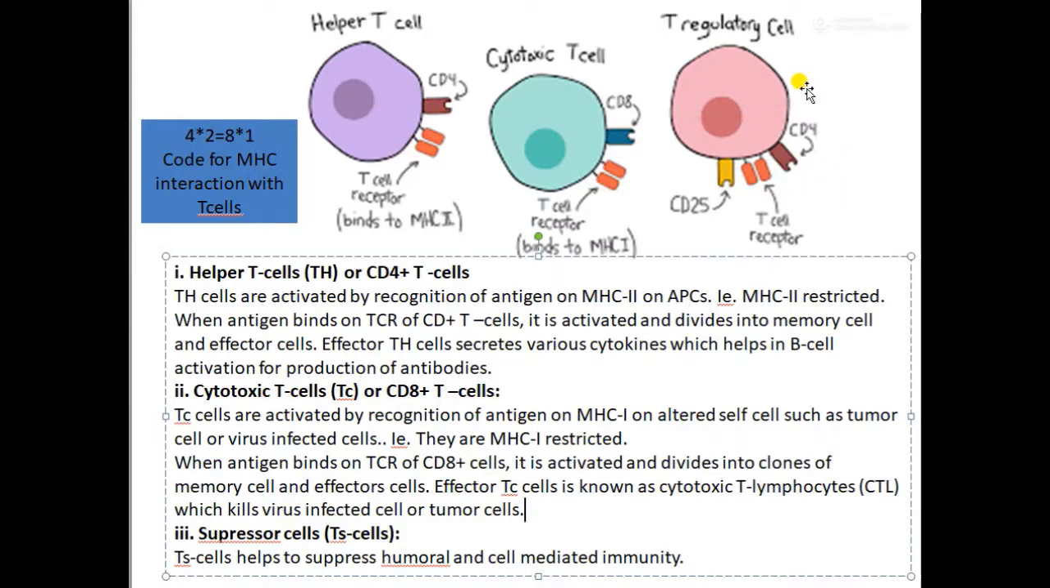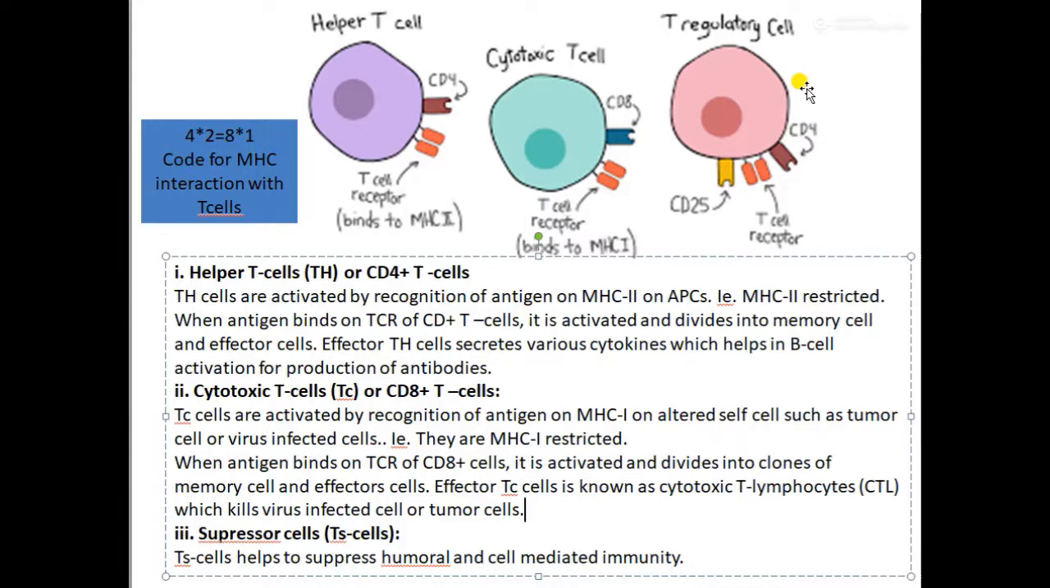The T reg is also called a suppressor cell, and it helps to suppress the humoral and the cell mediated immunity. So to control the activity of the T lymphocytes, we have the T regulatory cells. You need not get confused because there are lots of receptors on the T cells, but do remember the most important among them are those receptors which will interact with the MHC complexes.